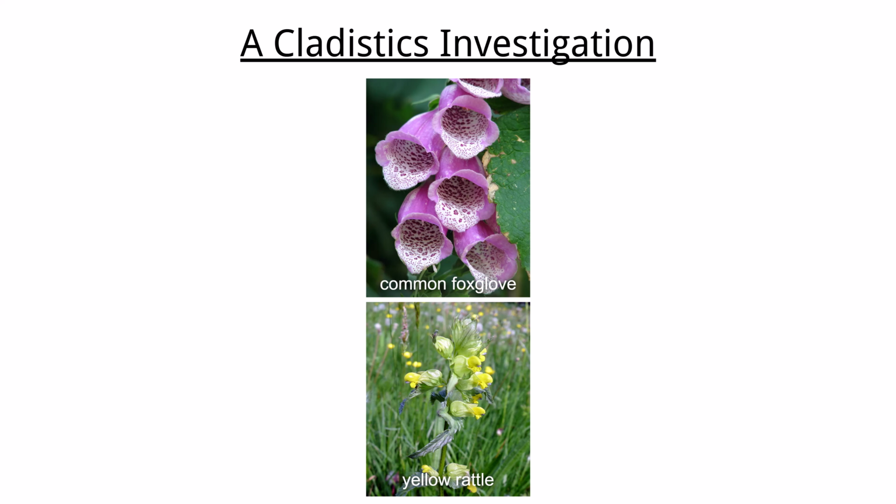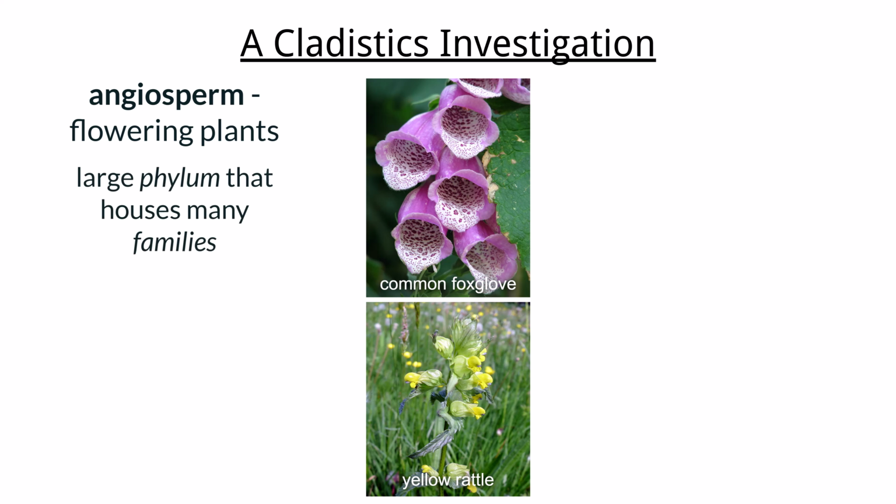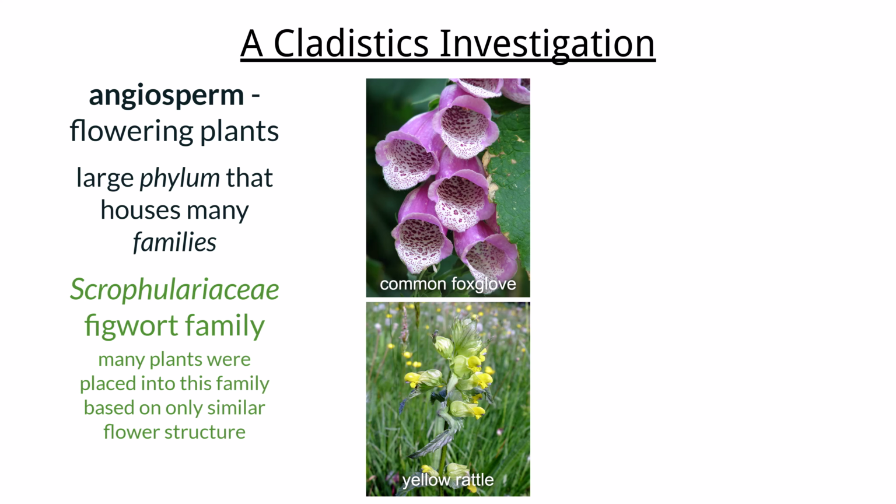Let's take a second look at a real scenario in which cladistics, classification, and new information can be used to help make sense of evolutionary relationships between species. Angiosperm is a term that describes all flowering plants, which is a very large clade, or phylum, that has hundreds of families classified under it. One of those families is Scrophulariaceae, which has a common name of the figwort family. For a long period of time, as botanists were classifying flowering plants, this specific family was a dumping ground for plants that shared similar flower structure. This led to there being over 5,000 or so species that stemmed from this family based on morphology.